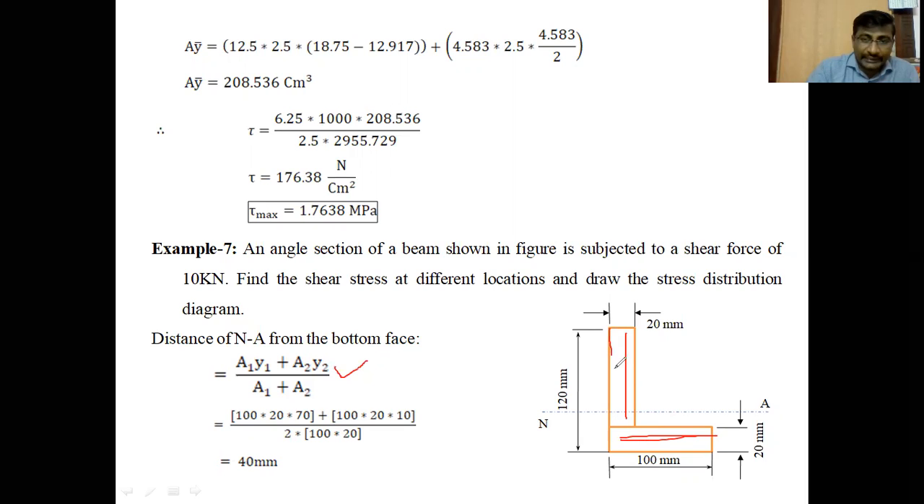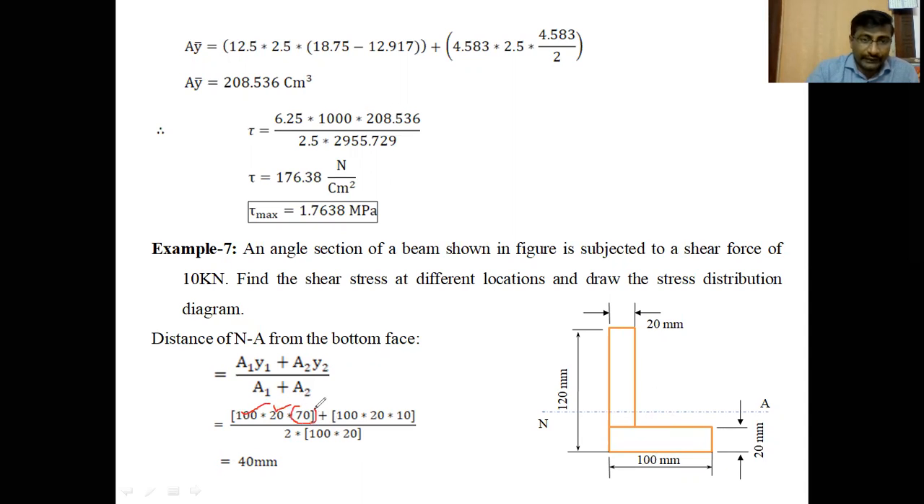So A1 means the area of the vertical member. What is the area of the vertical member here? Let us study the diagram. The total height is 120 mm, and the thickness of the horizontal member is 20 mm. Therefore, the height of the vertical member is 100 mm: 120 minus 20 is 100, and the thickness is 20. The horizontal member has the same dimensions, 100 mm breadth and 20 mm thickness. So two 100 mm by 20 mm thickness areas are combined together to form the L section. So A1 is 100 into 20, A2 is also 100 into 20.